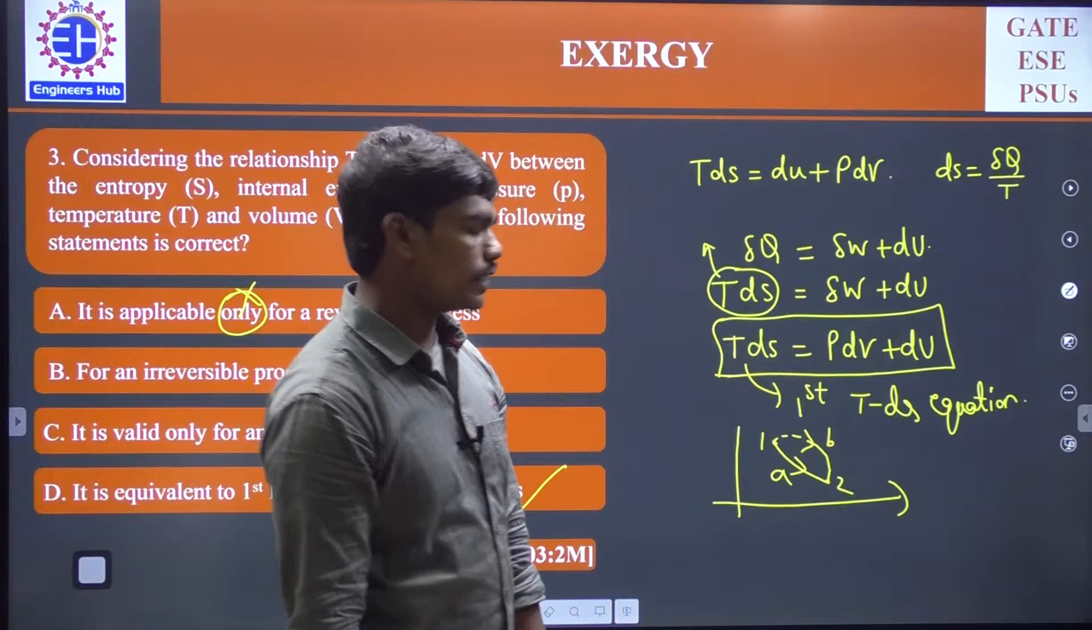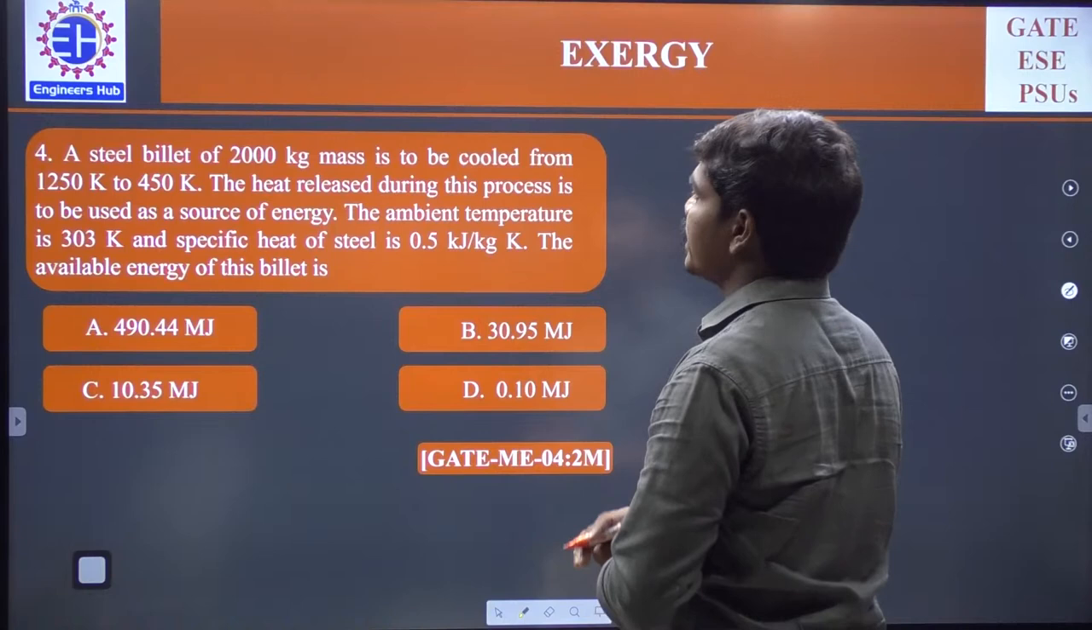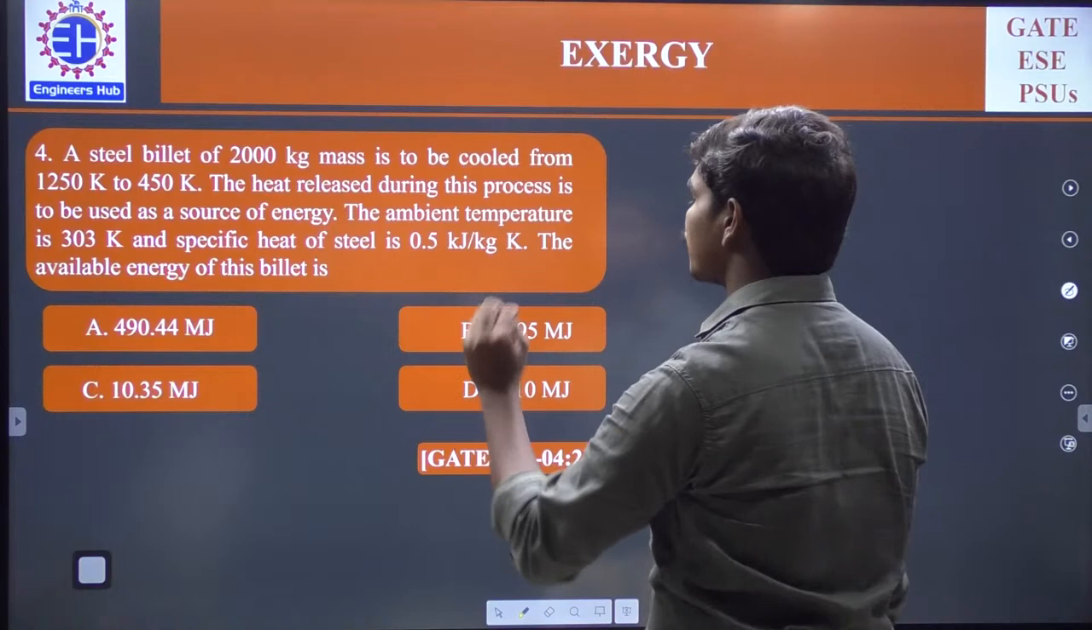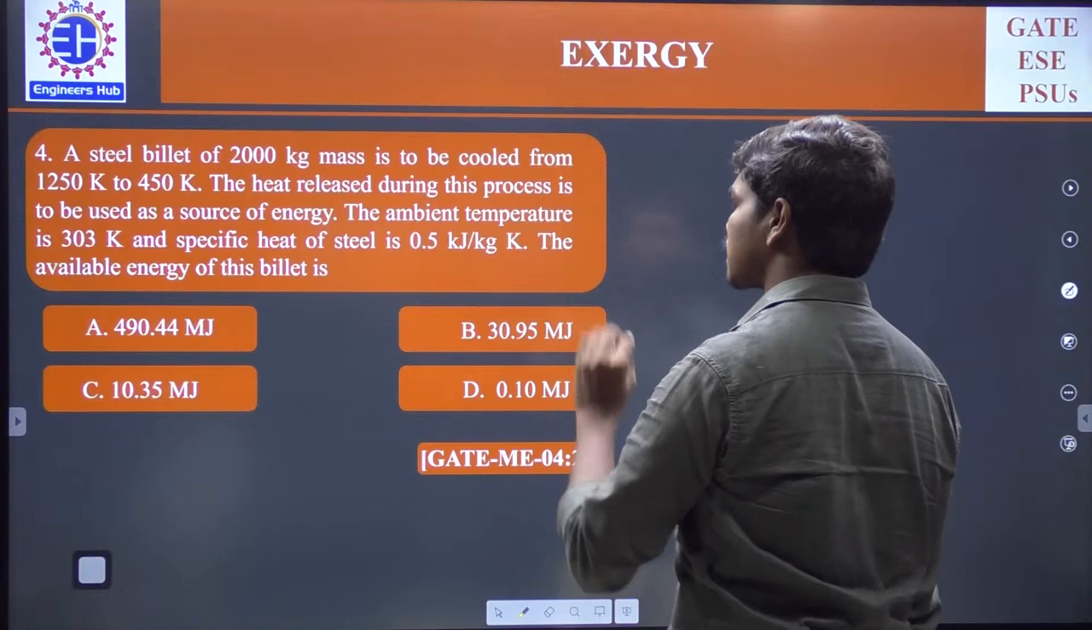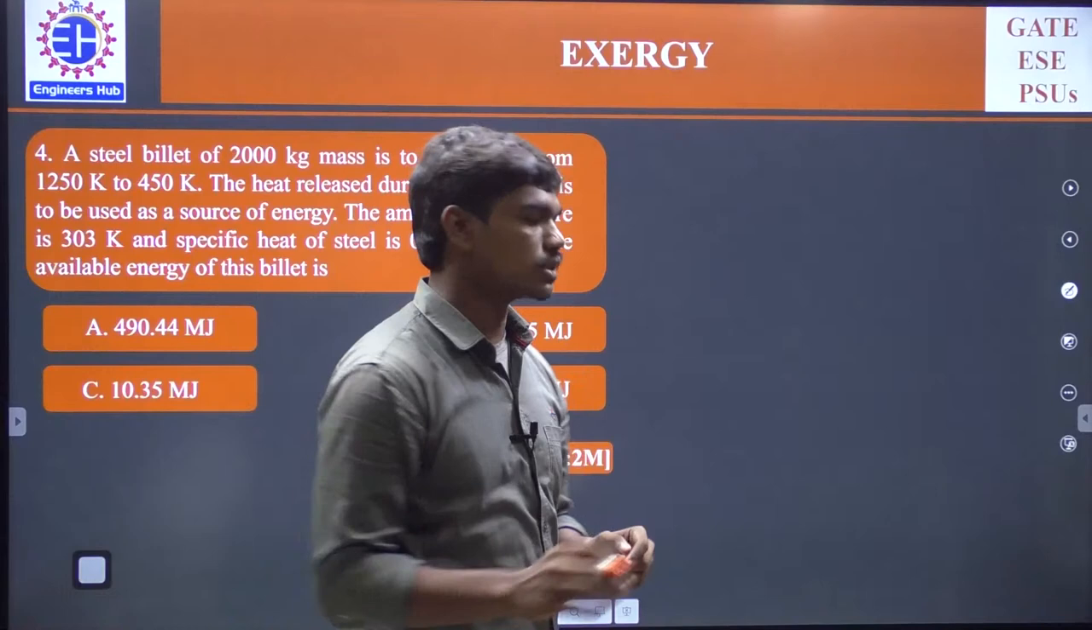A steel billet, a small block of 2000 kg mass, is to be cooled from 1250 Kelvin to 450 Kelvin. The heat released during this process is to be used as a source of energy. Okay, the ambient temperature is 303 Kelvin and the specific heat of steel is given. The available energy of the billet. See, a billet is generally a metal block, huge metal blocks. Generally you find them in steel plants, steel billets and all these things. So see here, there is one steel billet.